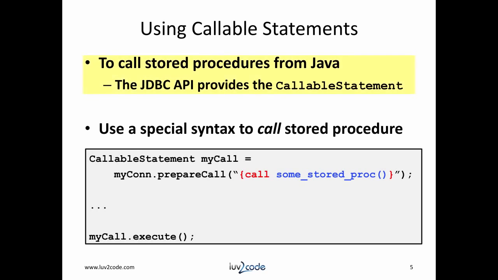In JDBC, you make use of callable statements to make a call to a stored procedure. So there's a special syntax to call stored procedures. You make use of curly braces inside of the string. You also make use of the JDBC keyword call, and that's followed by the name of the stored procedure. In this example, we're not passing any params, so we just use the open and close parens. Finally, we execute the stored procedure. Let's talk about the parameters on the next slide.